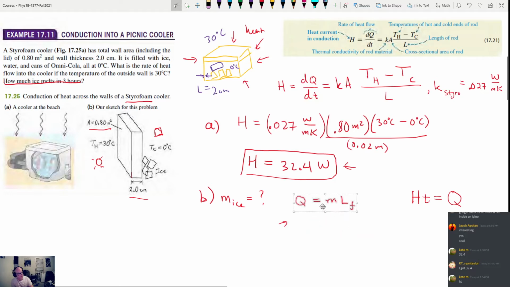So as Kate was saying, we can figure out the heat that's transferred in total by taking the rate at which the heat is transferred and multiplying by time. Heat rate times time should give you Q. So, putting these two together, we're going to have H times time equal to the mass of the ice that melts, multiplied by the latent heat of fusion for water. And solving this, we get the mass as H times the time divided by the latent heat of fusion.